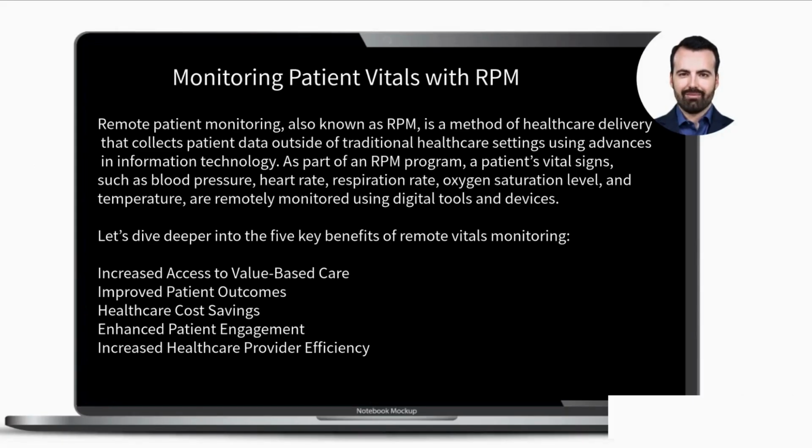Let's see how monitoring patient vitals with remote patient monitoring (RPM) works. Remote patient monitoring, also known as RPM, is a method of healthcare delivery that collects patient data outside of traditional healthcare settings using advances in information technology. As part of an RPM program, a patient's vital signs such as blood pressure, heart rate, respiration rate, oxygen saturation level, and temperature are remotely monitored using digital tools and devices. Let's dive deeper into the 5 key benefits of remote vitals monitoring: increased access to value-based care, improved patient outcomes, healthcare cost savings, enhanced patient engagement, and increased healthcare provider efficiency.